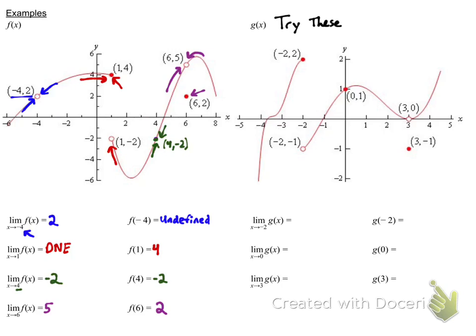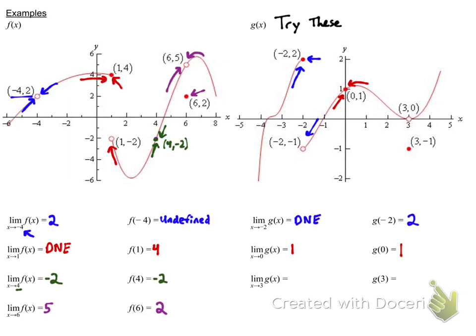All right, welcome back. Let's check your answers here. So for -2, we're approaching the left and the right. Those are different, so therefore the limit does not exist. But at -2 for g of x, that is -2, 2. So therefore that y value will be 2. As we approach 0 from the left and from the right, we're getting closer and closer to the y value of 1, so the limit is equal to 1 because the left and the right are the same. And at that point, the y value is also 1, so g of 0 is 1.